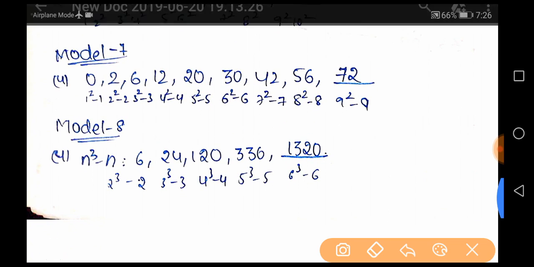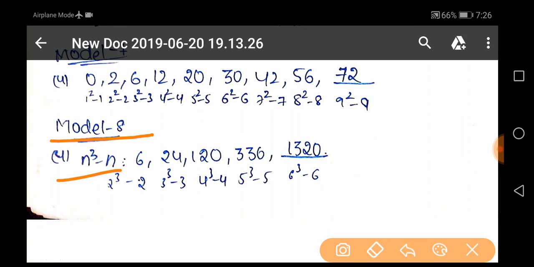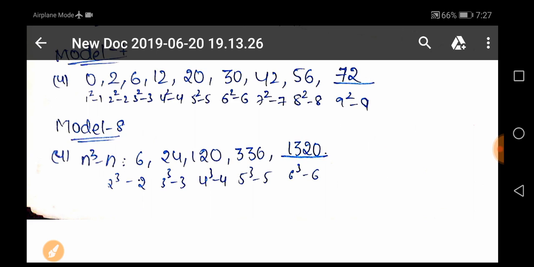Here is model number 8, that is n cube minus n. 6, 24, 120, 210, 336... The answer is: 2 cube minus 2 is 6, 4 cube minus 4 is 60, 5 cube minus 5 is 120, and 6 cube minus 6 is 210. This is how you'll solve the number series problems. So please be thorough with the squares and cubes of the numbers so that you can solve very easily.